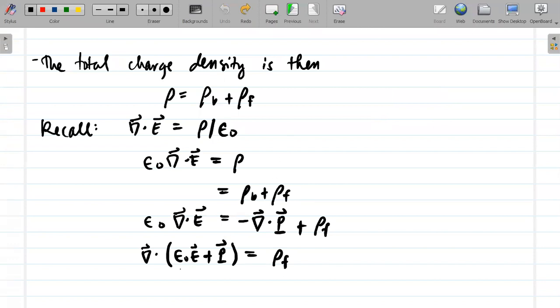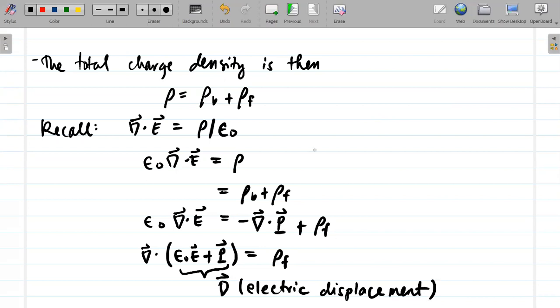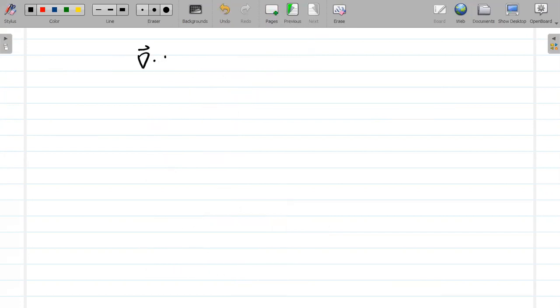Now, we call this quantity our electric displacement, D. So, this is from definition. This is your electric displacement. So now we have parang another version of Gauss's law. So that is del dot D equals rho F. So next page. So we have del dot D. That is rho F. Take note, F is for free charges.